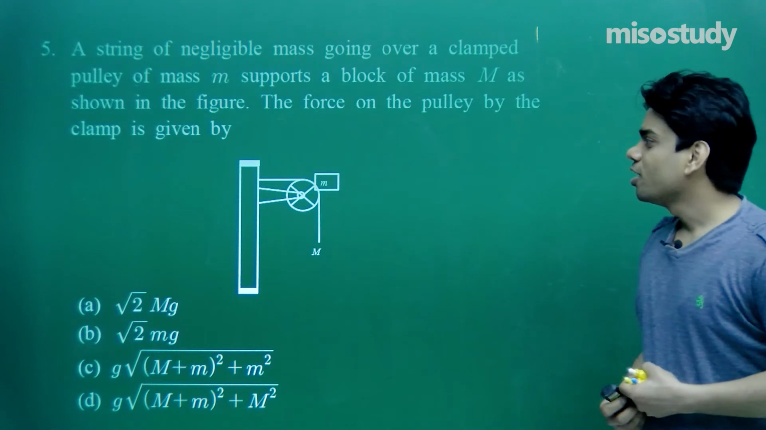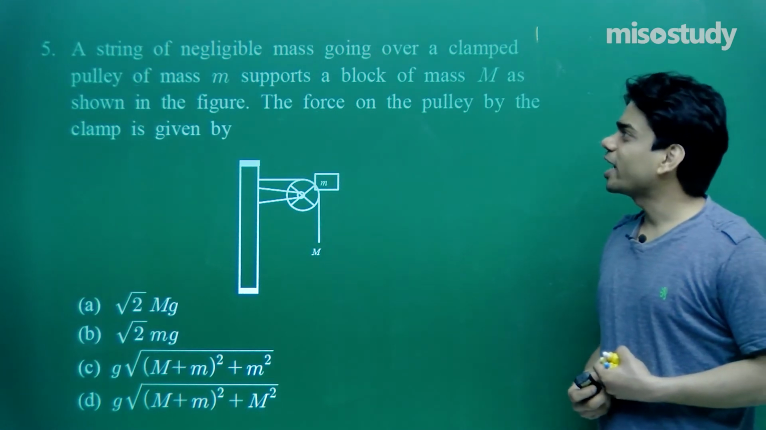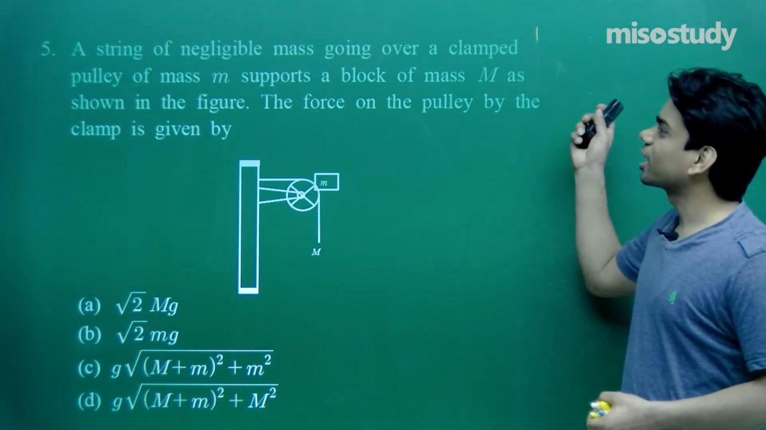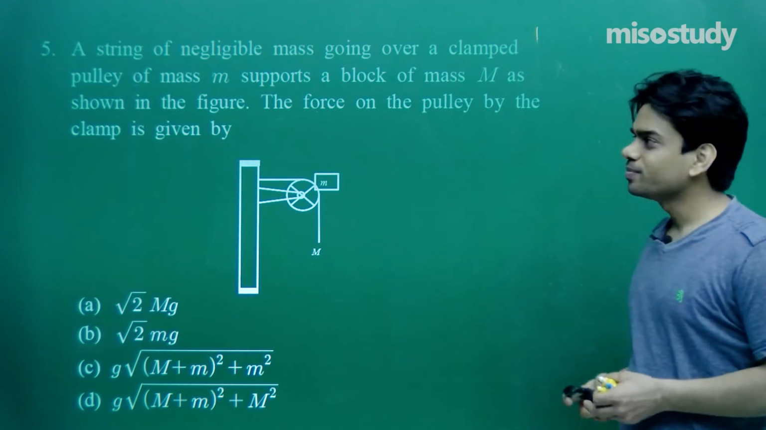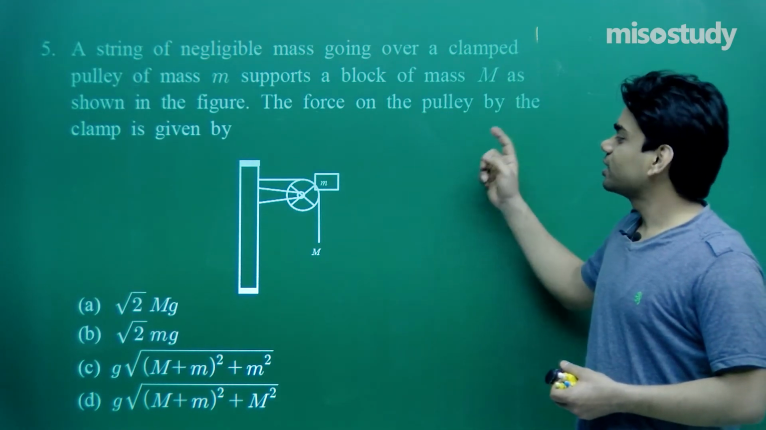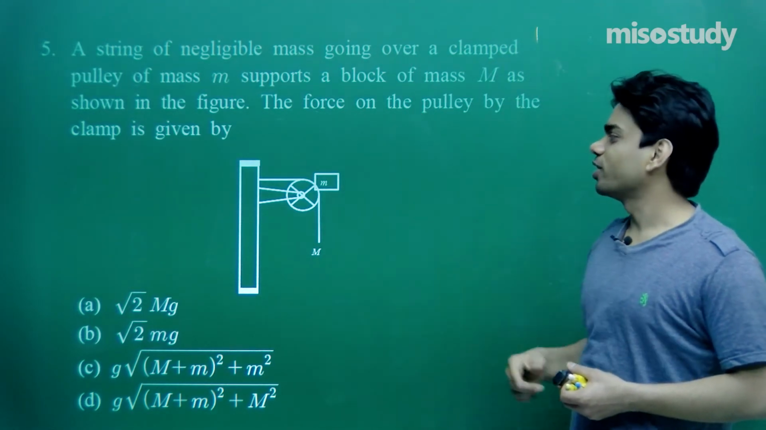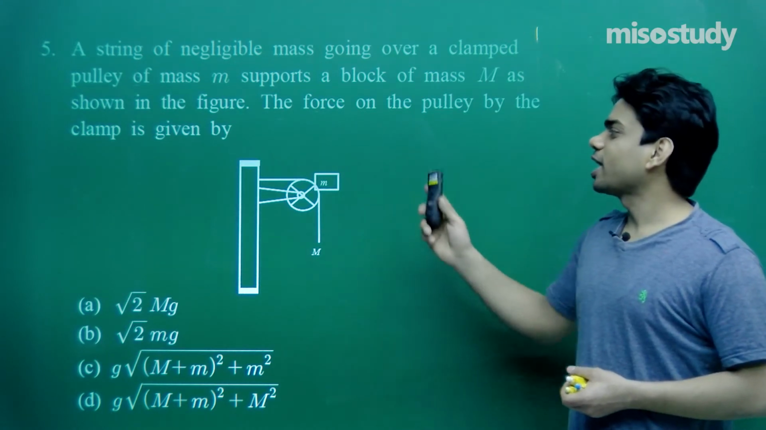Next question. Question number 5. A string of negligible mass going over a clamped pulley of mass small m supports a block of mass capital M, as shown in the figure. The force on the pulley by the clamp is given by.